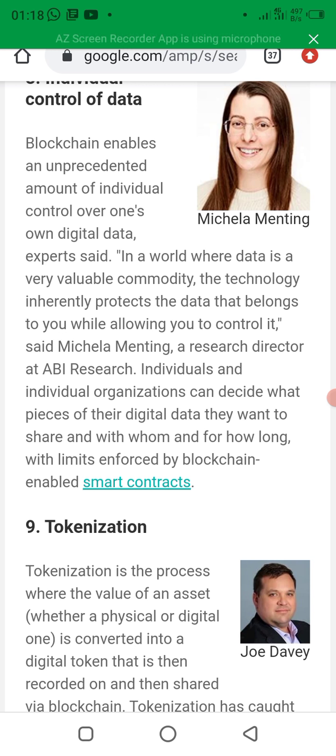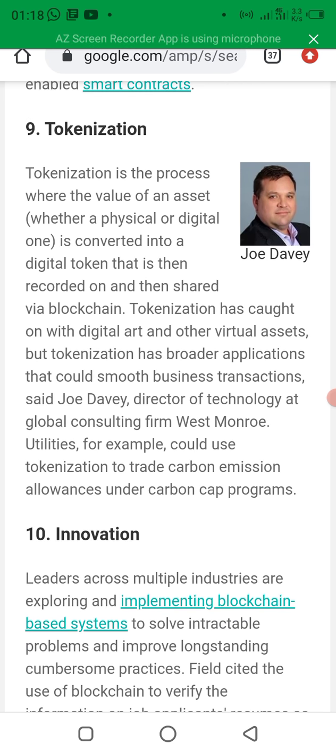Then we'll talk about individual control of data. Yes, it's decentralized. As long as it's decentralized, it means the record belongs to everybody, more than one person. So we are in charge of our information. You can do more research on that. Then tokenization is another important benefit of blockchain technology to us, because we can actually digitalize almost everything.